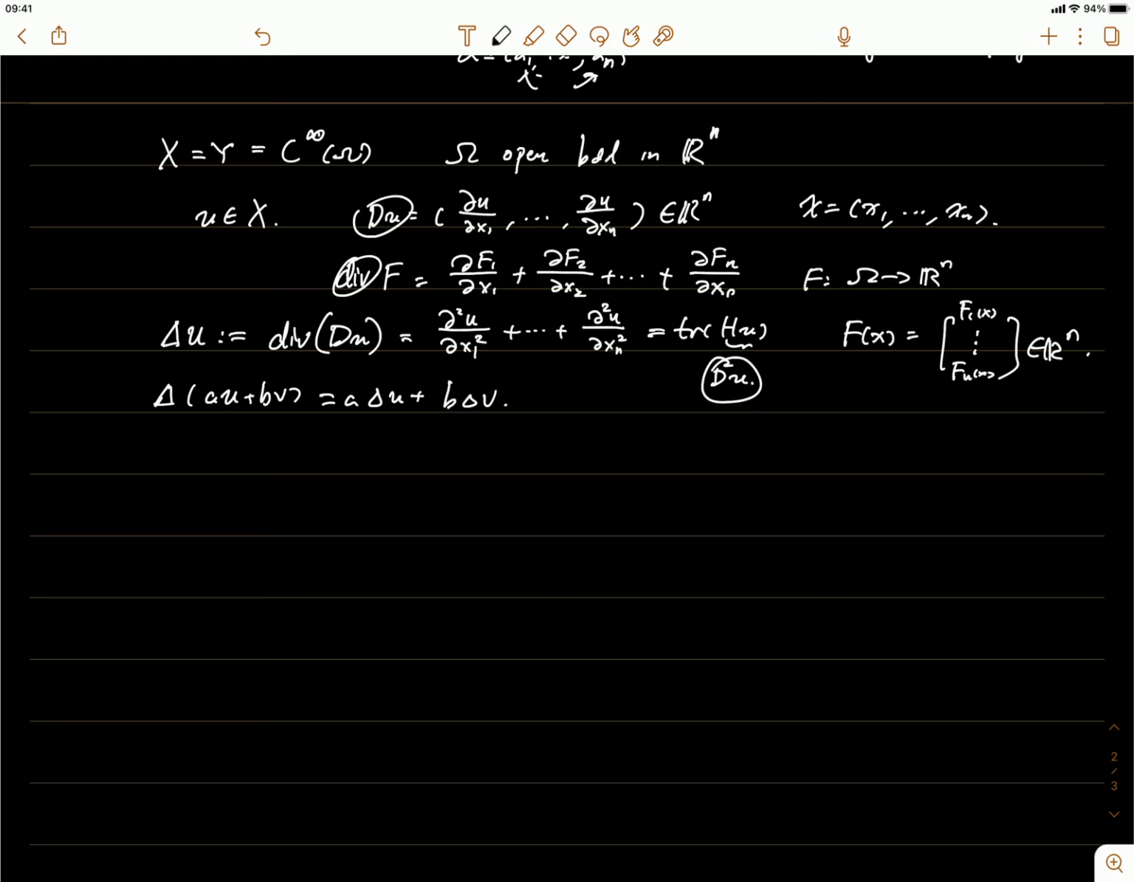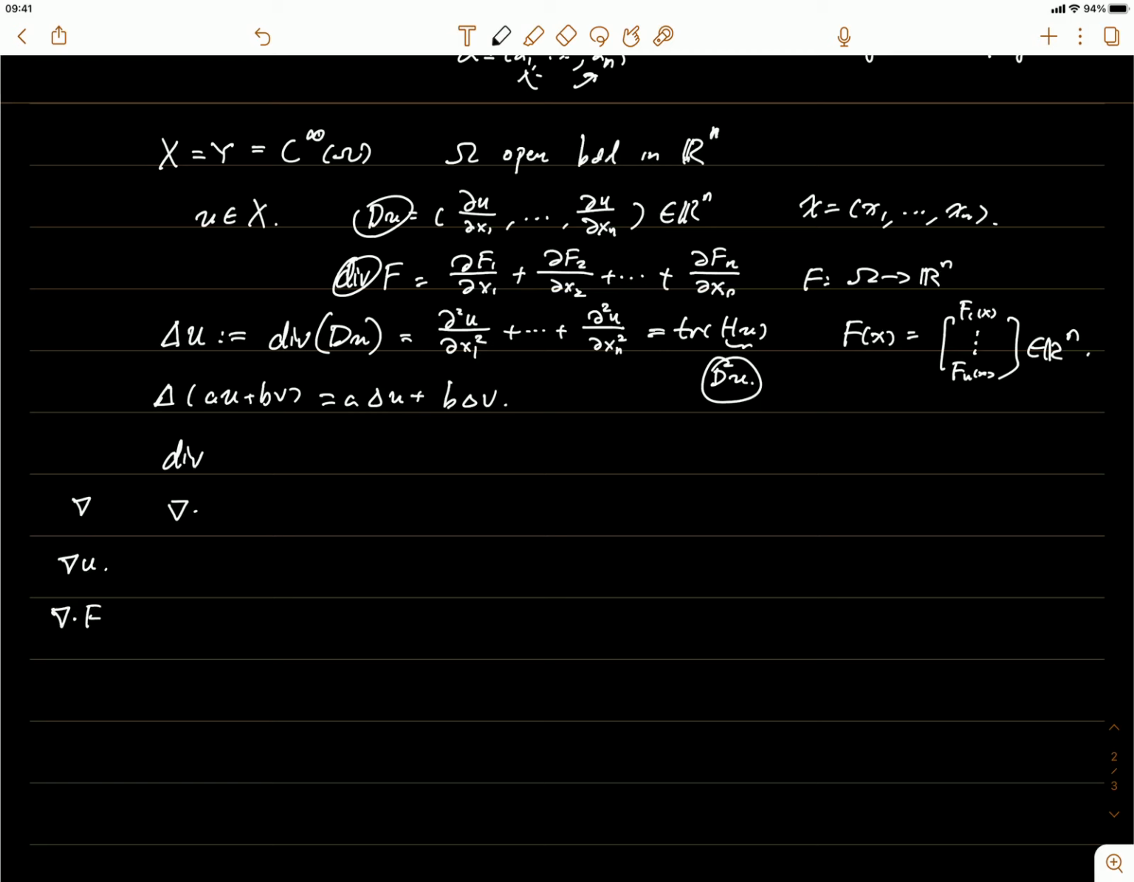Okay, and not only that, you can even extend this. For example, I have, you can consider this. Say you have the divergence. By the way, divergence sometimes is written as this. Okay, and the gradient is sometimes just written as this. So let's say this is the gradient of u, and this is the divergence of f.